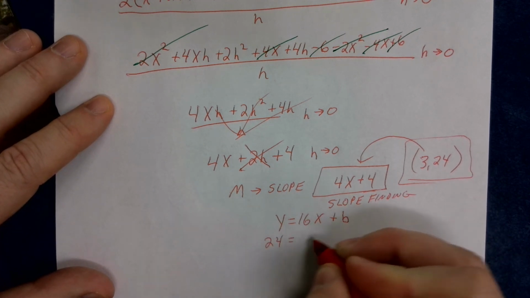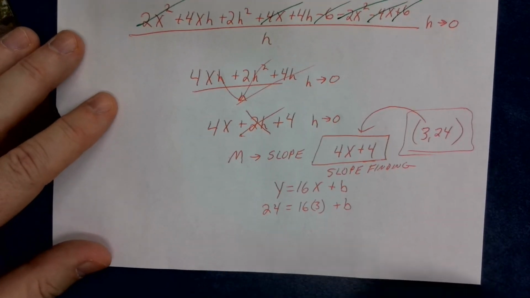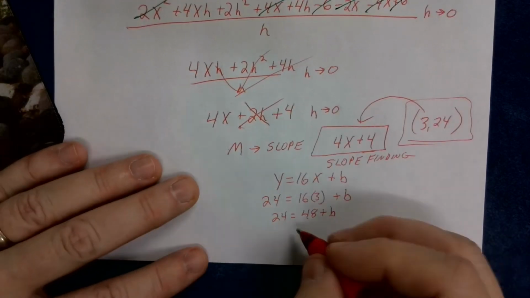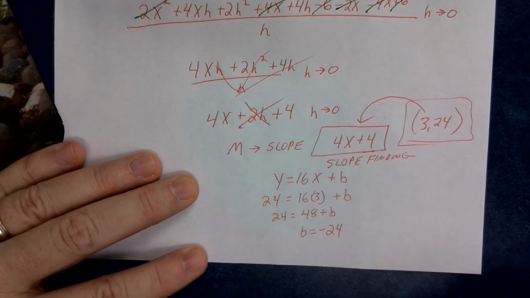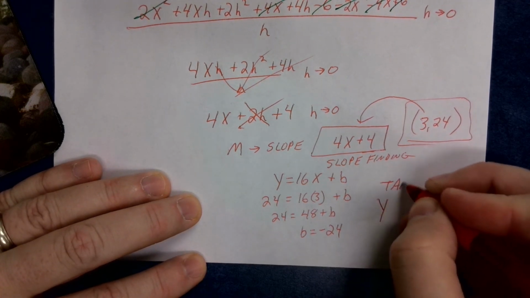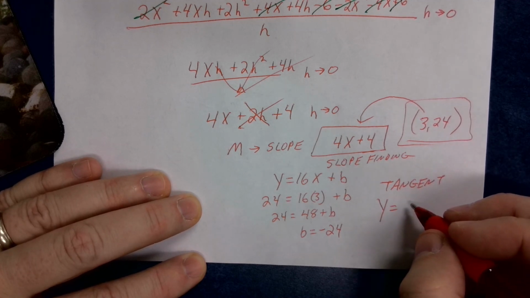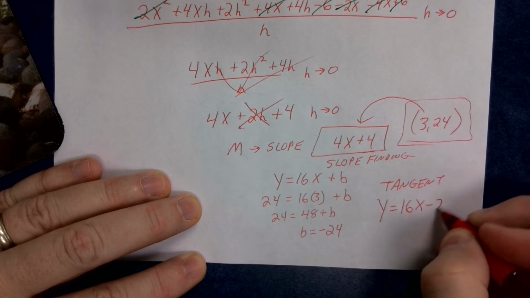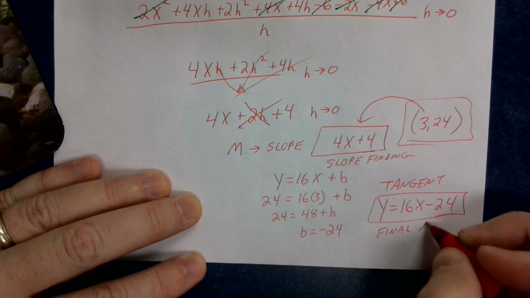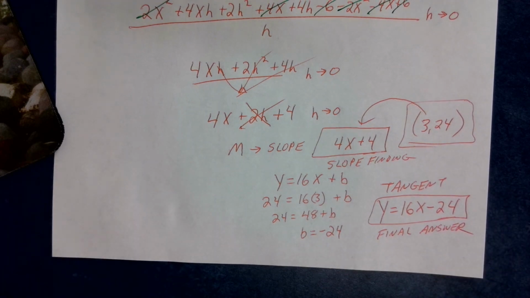And I get 24 is equal to 16 times 3 plus b. 24 equals 48 plus b. B is equal to negative 24. So the equation of my tangent line is y equals 16x minus 24. Final answer. Told you it was going to be big. Okay, now, look.